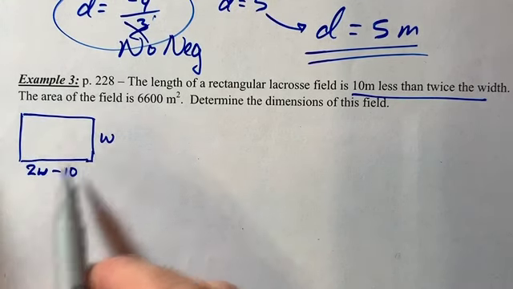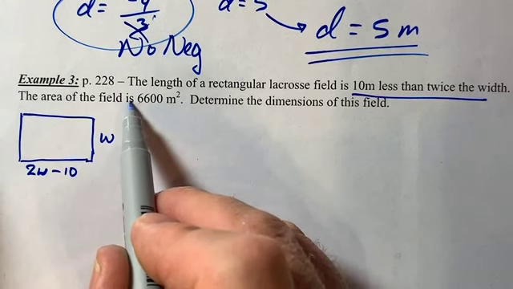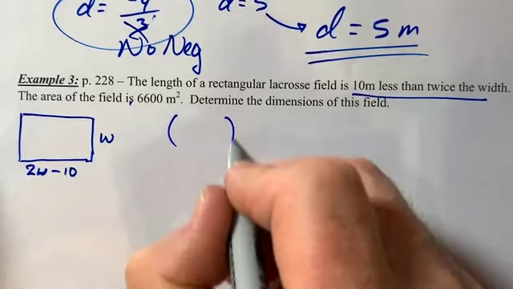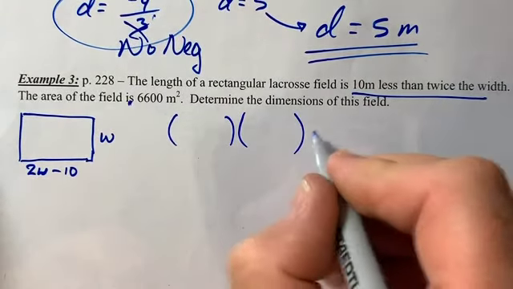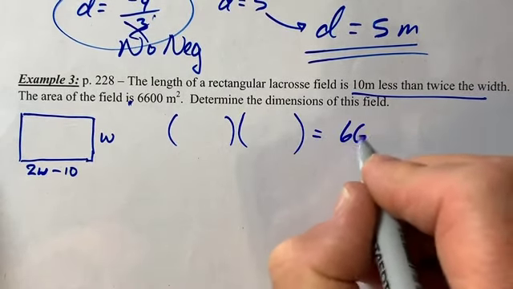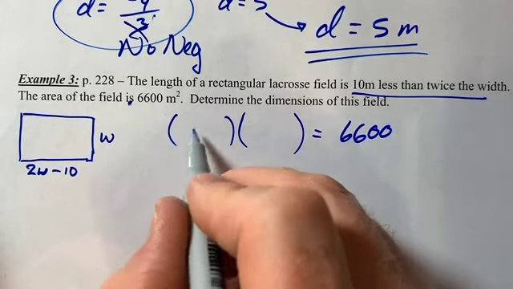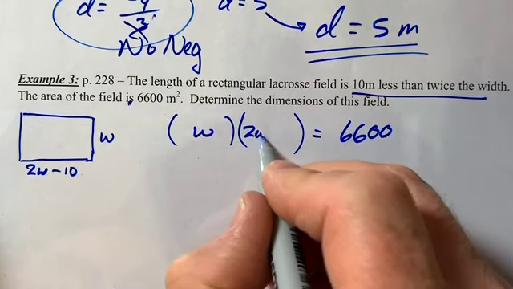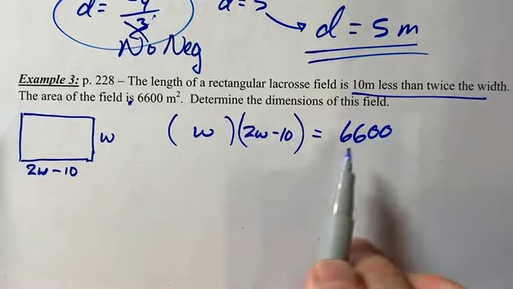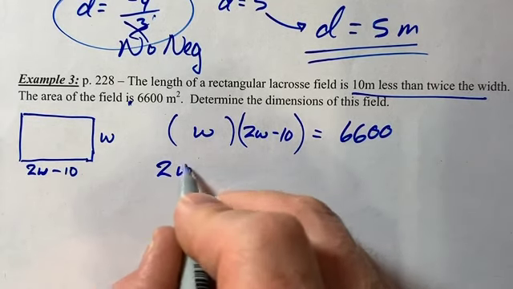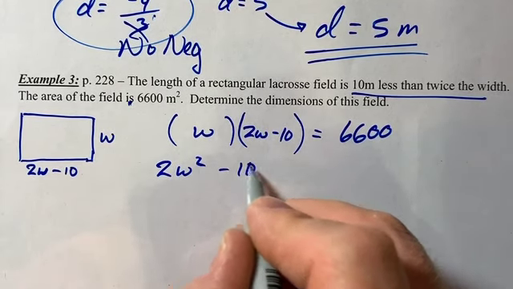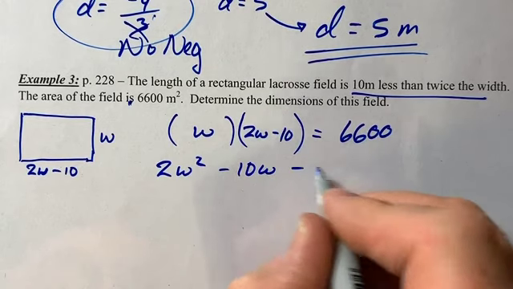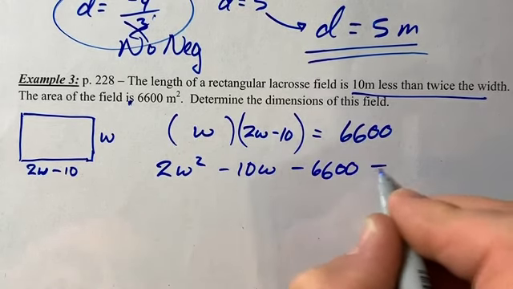And it says the area. Now, area is just length times width, right? The area is 6,600. Okay, so hang on. Length times width is equal to 6,600. So I can just go W times 2W minus 10. I'm getting a quadratic. Here we go. 2W squared minus 10W, bring this over, minus 6,600 equal to 0.